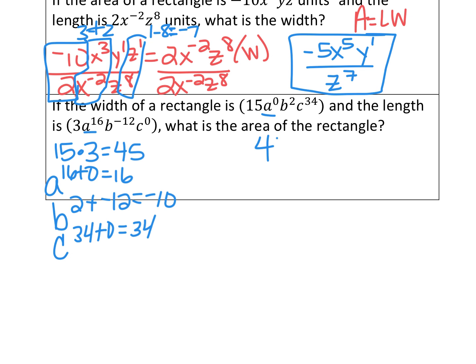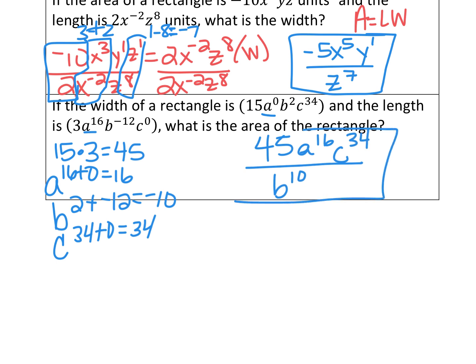So I know I have 45. This is a positive exponent, so a to the 16 goes in my numerator. My b is negative, so it's going to go in the denominator. And then my c is positive, so it stays in the numerator. Again, you're going to need to write these out so you don't make any mistakes.